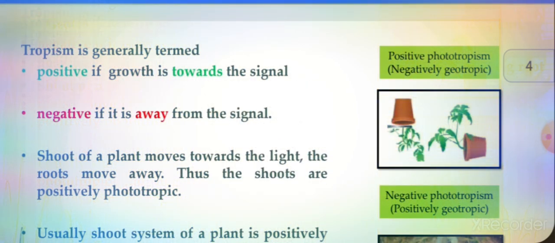Now, the next slide. Tropism is generally termed as positive or negative. What do you mean by positive tropism? When a plant part is growing towards the signal.